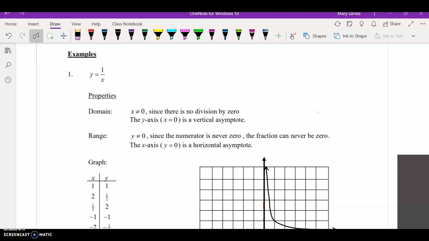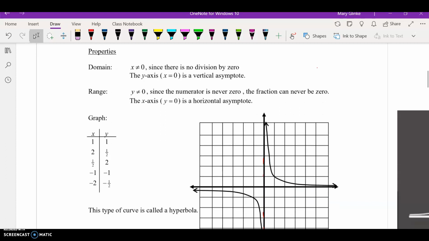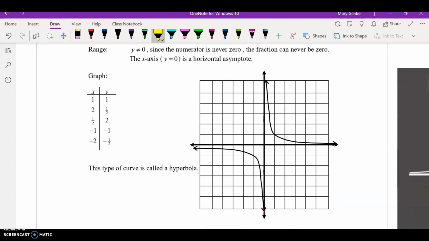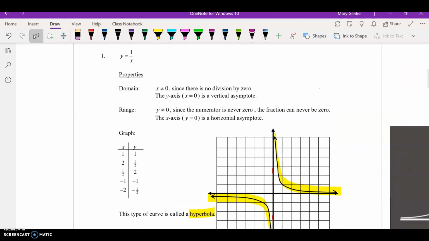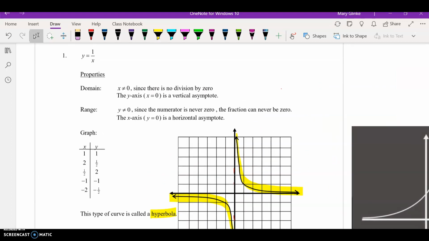What's going to happen here is you're going to end up with a graph that looks like this. Now, if you were to type this in on your calculator, 1 divided by x, you would see this. You would see a table of values. This is called a hyperbola. This graph here is going to have a bunch of different characteristics than things that we've seen before, but it's applied a different way.